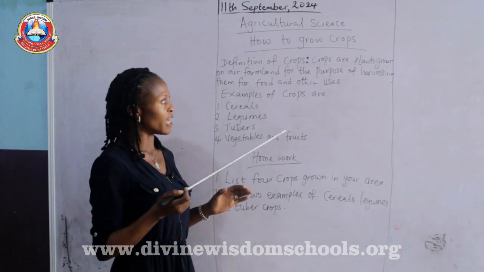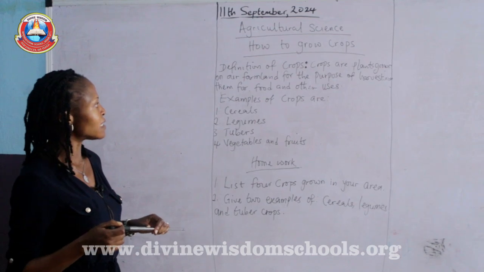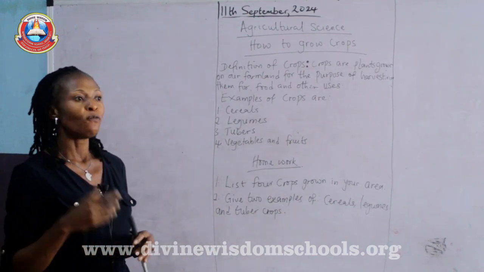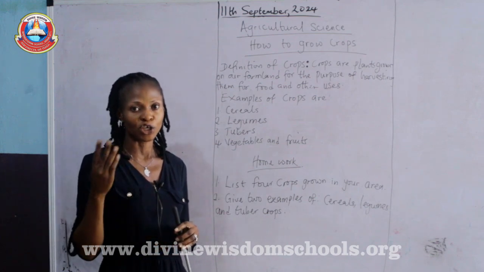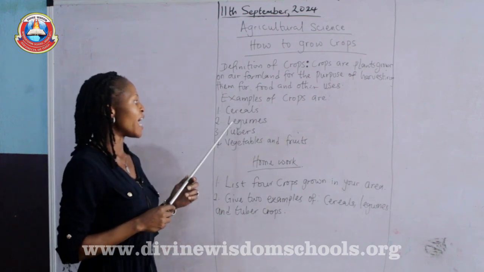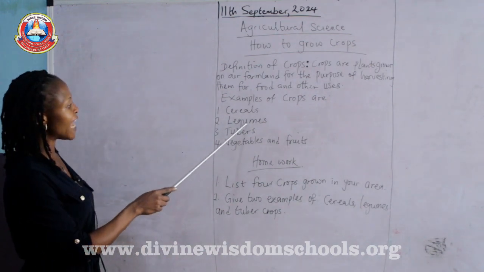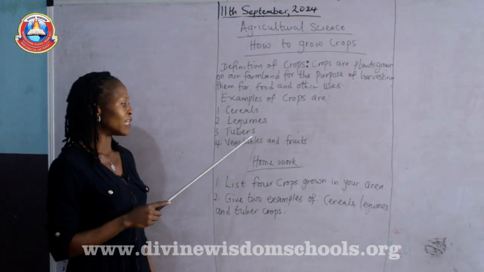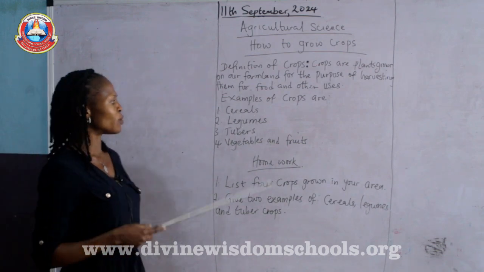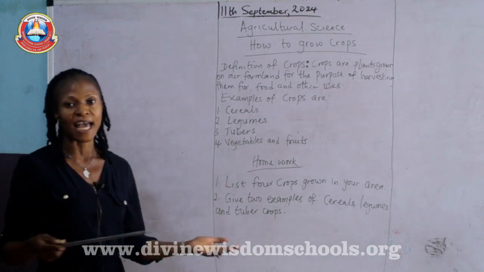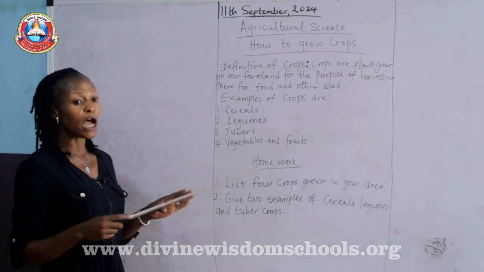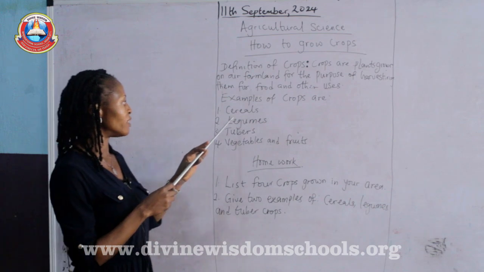What are crops? As you can see on the board, crops are plants grown in our farmland for the purpose of harvesting them for food and other uses. We have examples of crops. We have cereals, we have legumes, we have tubers, and we have vegetables and fruits. You might be wondering, what are cereals, what are legumes? The crops that I know are yam, rice, and all of that. But these are the groups of the crops. Now, I'll be giving you examples for each of these groups.